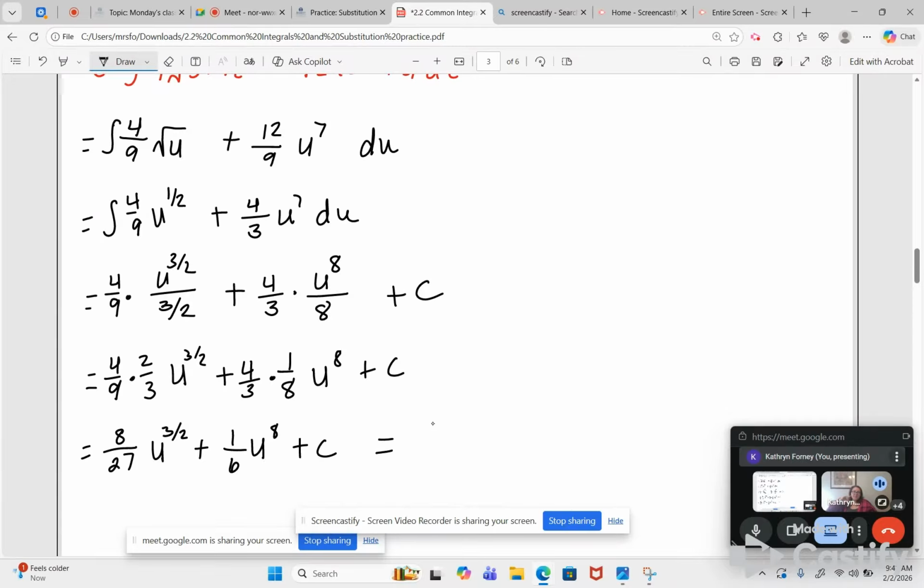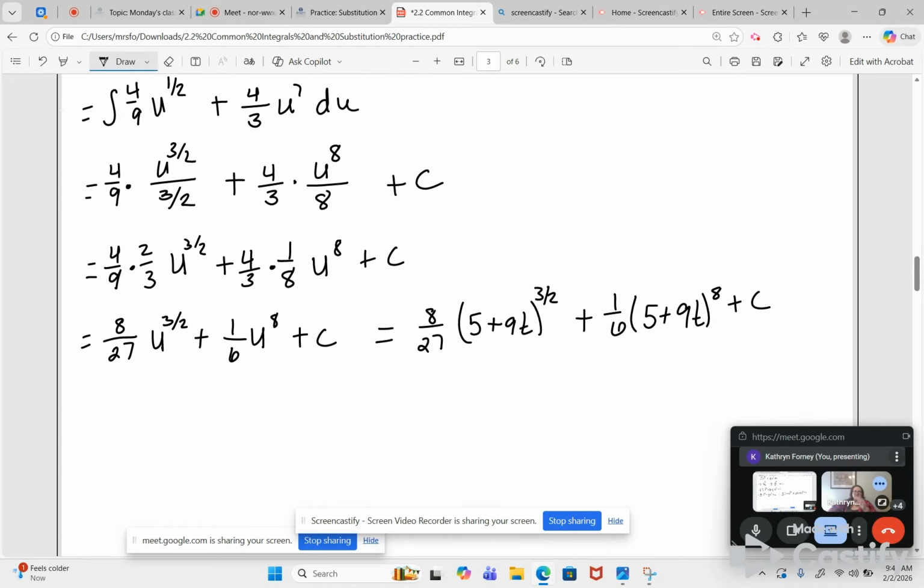So now, at this point, I would substitute in my u. And my u was 5 plus 9t. So the answer is 8 over 27 times 5 plus 9t to the 3/2, plus 1/6 times 5 plus 9t to the 8th, plus c. So this was a longer problem because it was like having a couple problems in one. But I hope you at least could follow the pieces.